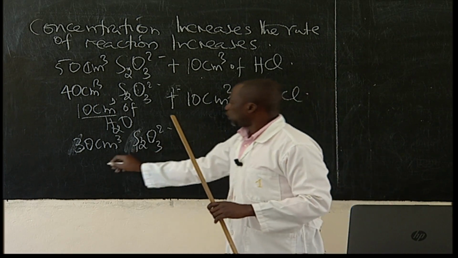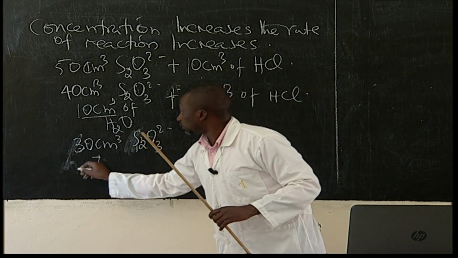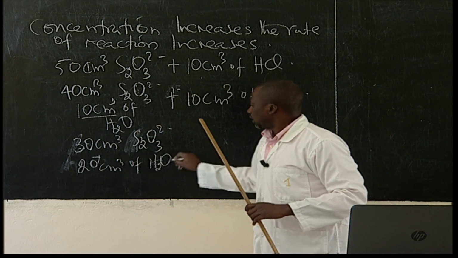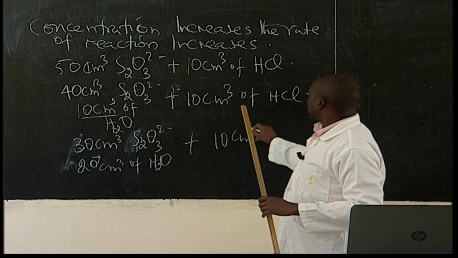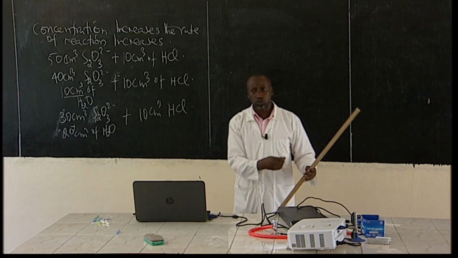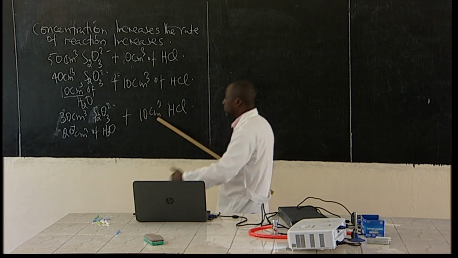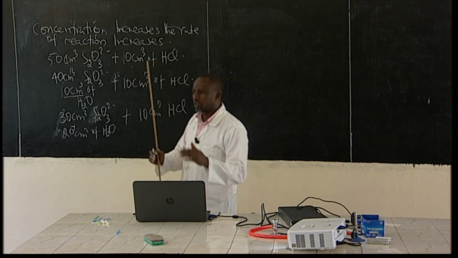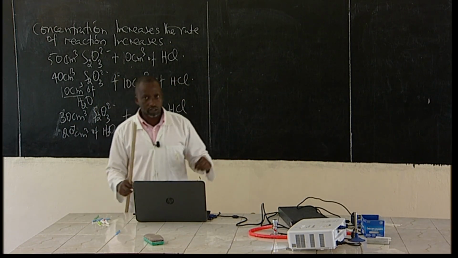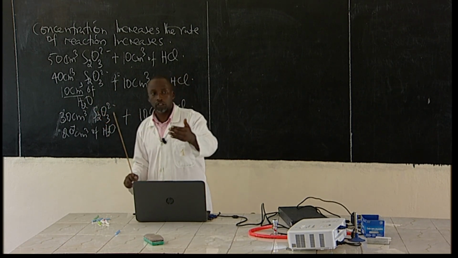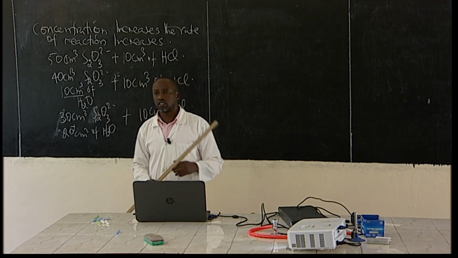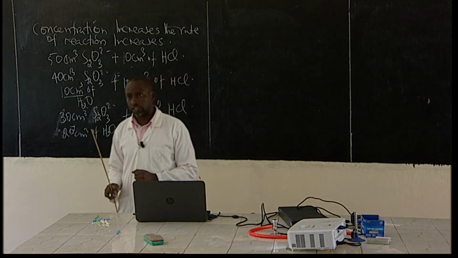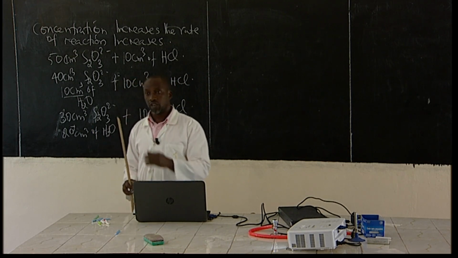And this time, you mix 20 cubic centimeters of water with 10 cubic centimeters of hydrochloric acid for the reaction to take place and the precipitate to form. This one will take much longer compared to this. So an increase in concentration increases the speed of the reaction, and a decrease also decreases the rate of the reaction. That was what we talked about in the previous experiment and in the previous lesson.